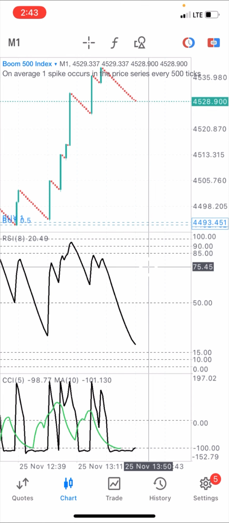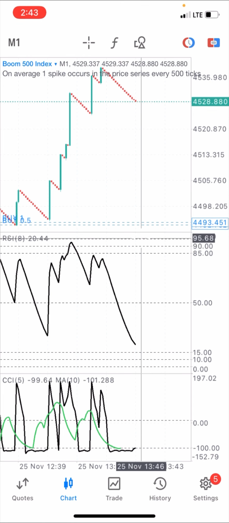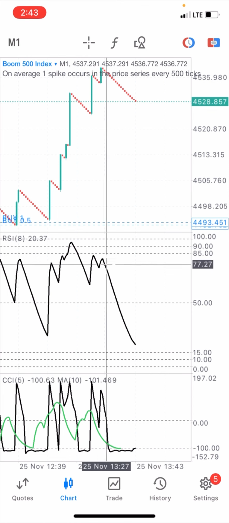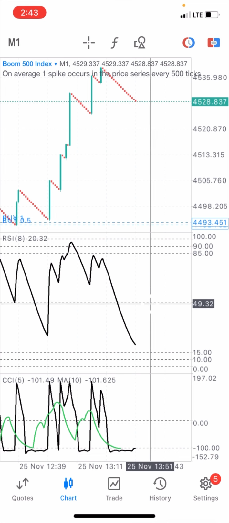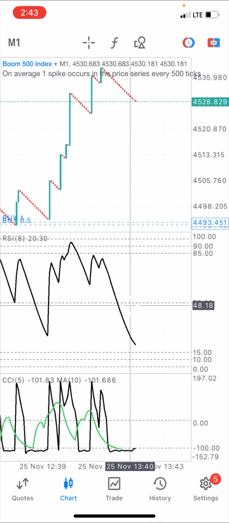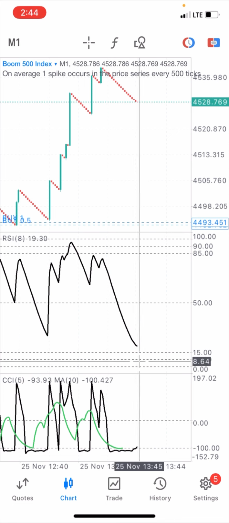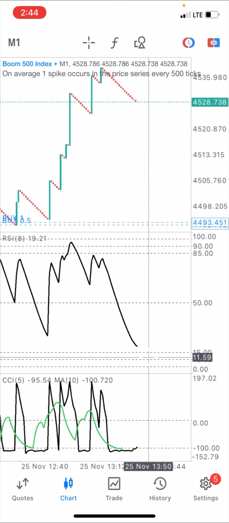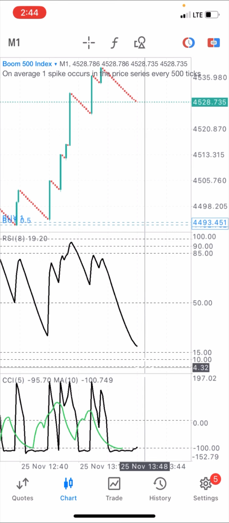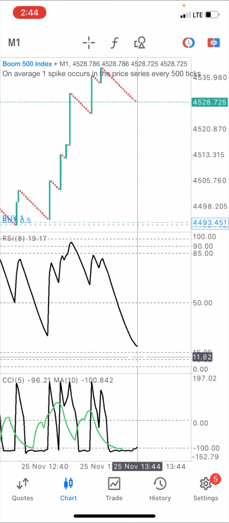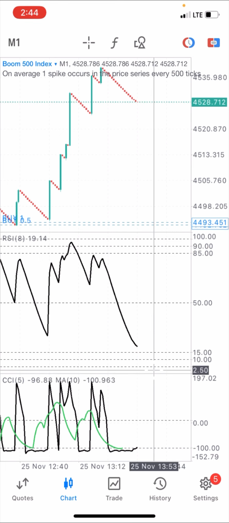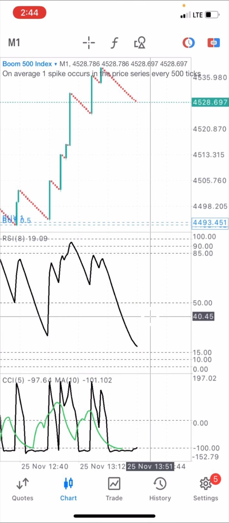Now let me quickly recap. I said ensure that you see this black line below level 50 here. Make sure it crosses below level 50 and goes deep down to the level here, level 15 or level 10. Allow it to go deep. If you are lucky enough to meet it when it's deep down into that level, then you stand a higher chance of catching a spike.